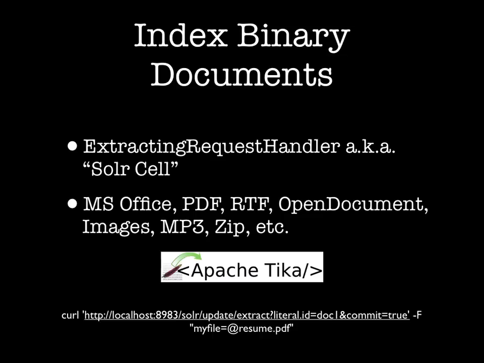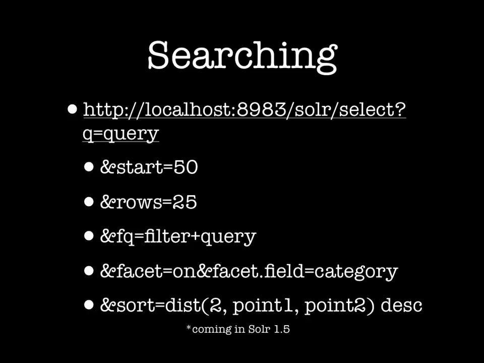Solr can index binary documents of many common formats, including Microsoft Office, PDF, MP3s, images, and it'll index the textual content as well as the metadata. So these are the primary ways of indexing data into your Solr instance. You query the system via an HTTP GET and specify URL parameters to form your query for things like paging, filtering, sorting, and faceting.